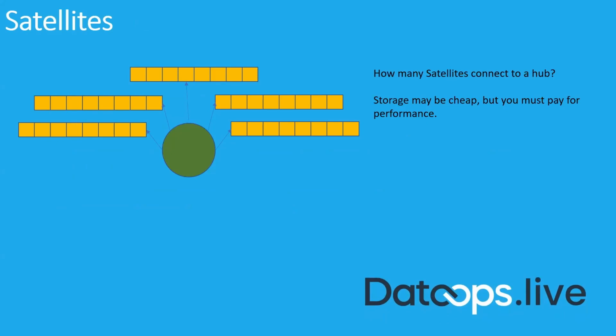Now, as you know, we have satellites that are associated with a hub. What is the right number of satellites to be connected to a hub? How long is the string? Everybody has a slightly different answer. And one of the things that I hear repeatedly is storage is cheap. Well, storage is cheap, but depending on how the data is organized, that's going to affect your query performance, and that's where things are going to start to be expensive.